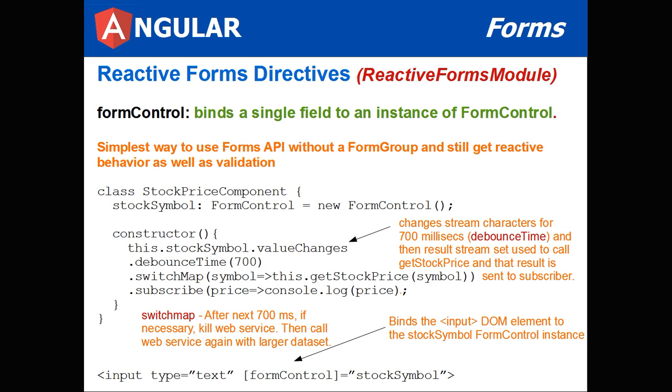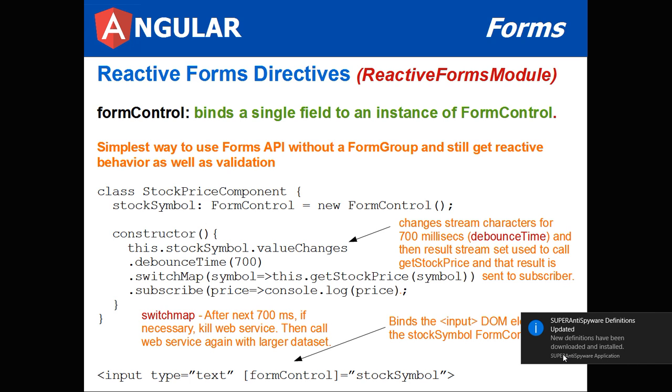If that web service, which gets the stock price, does not return before another 700 milliseconds elapses, the switch map will kill the web service, then call the web service again using the larger data set. So it's like this: 700 milliseconds, you get the chunk of characters, call the web service. Another 700 milliseconds, you get a larger chunk of characters, call the web service.